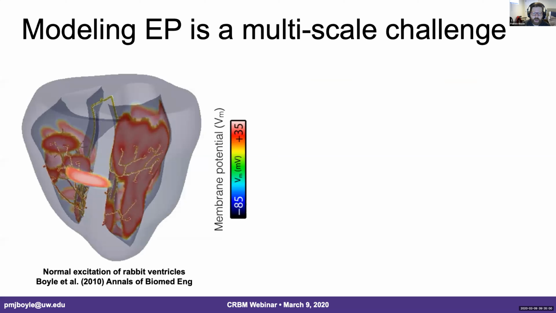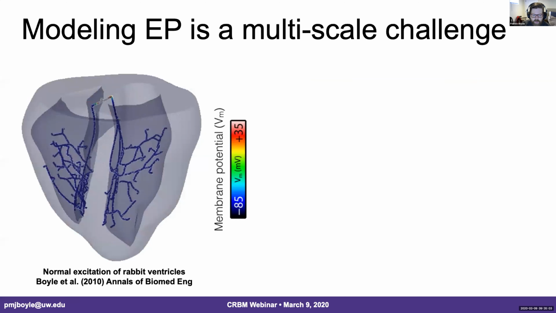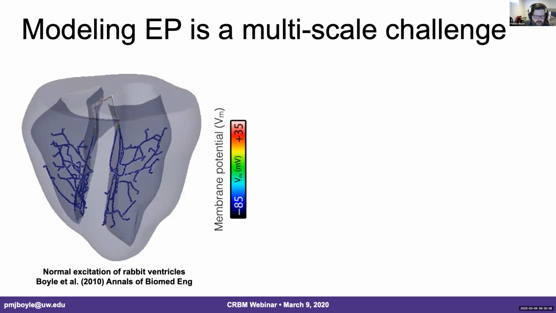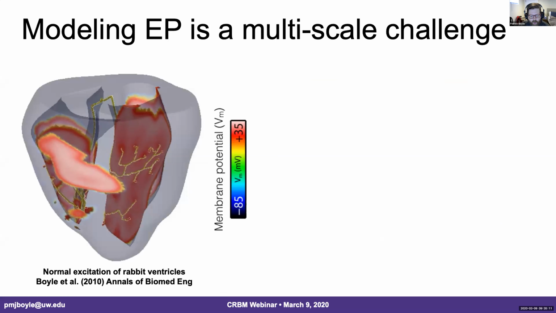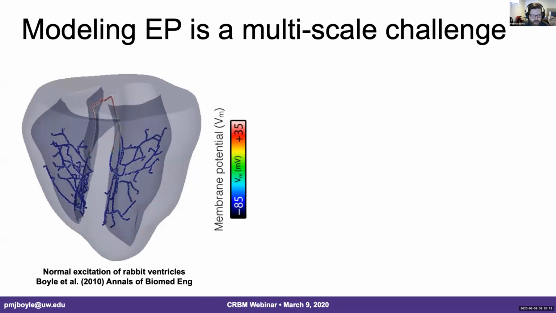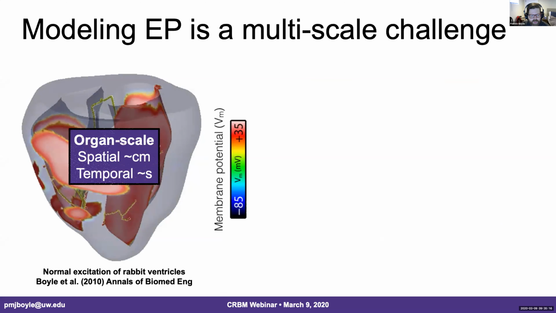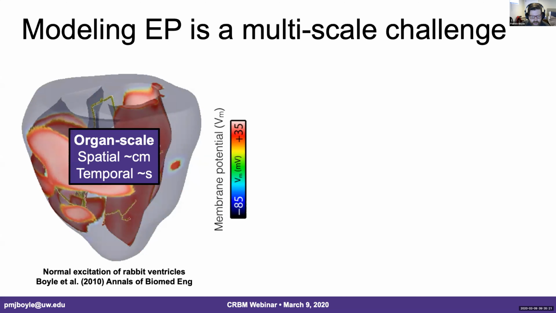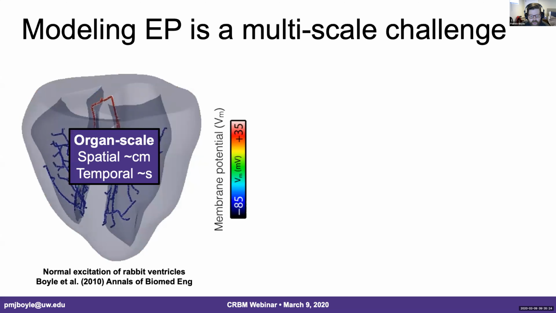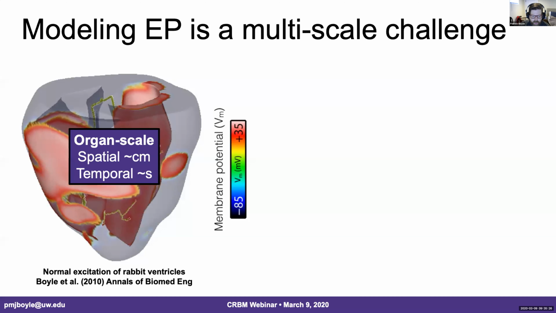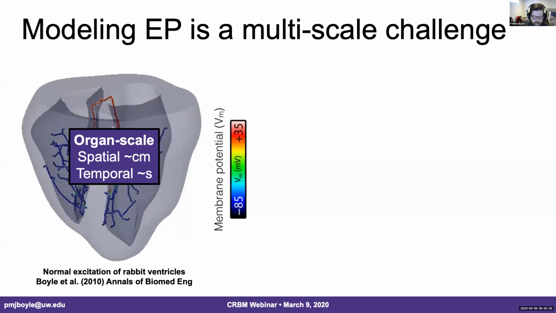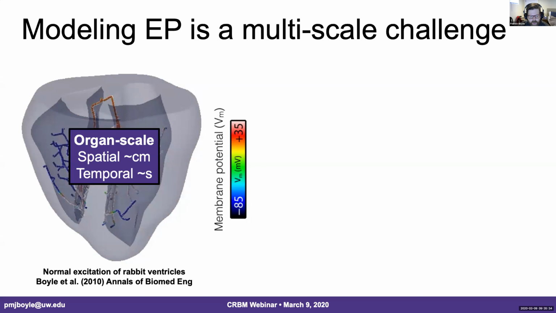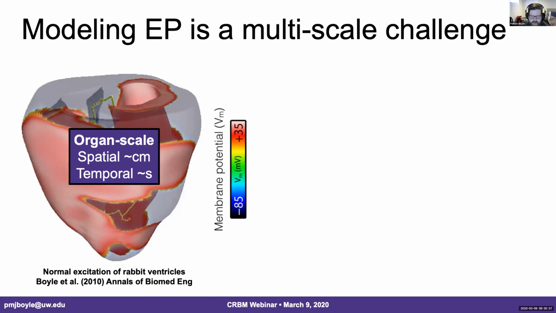What I want to stress here, and Miguel did an excellent job of introducing this, is that modeling electrophysiology is a complex multi-scale challenge. On the left here, I have the normal excitation of the rabbit ventricles in a computational model. This was from my PhD work. What I really want you to take away is that the relevant spatial scales and temporal scales are on the order of centimeters and seconds, respectively. The rabbit heart is about 2.5 centimeters from base to apex, and the time scale of a typical heartbeat is on the order of 500 or 600 milliseconds.